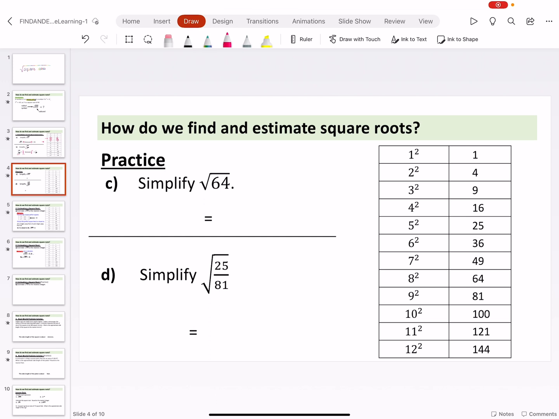All right, here is another one. So when we have the square root of 64, again, if you have your chart conveniently next to you, you can use that during this time.